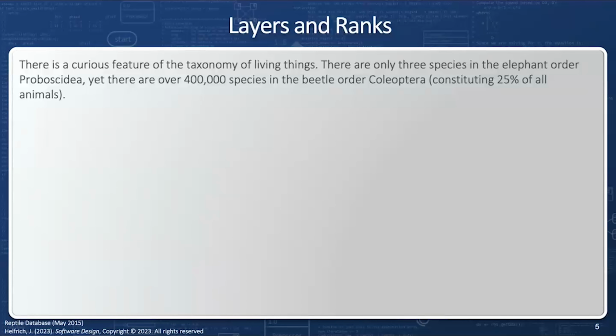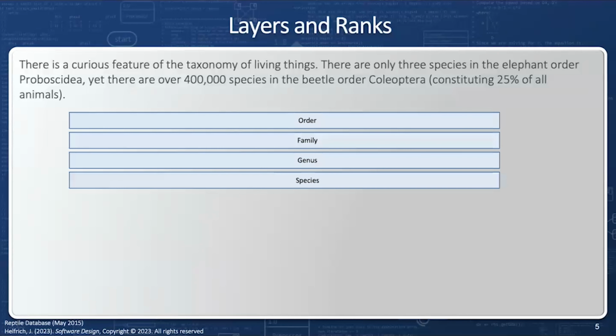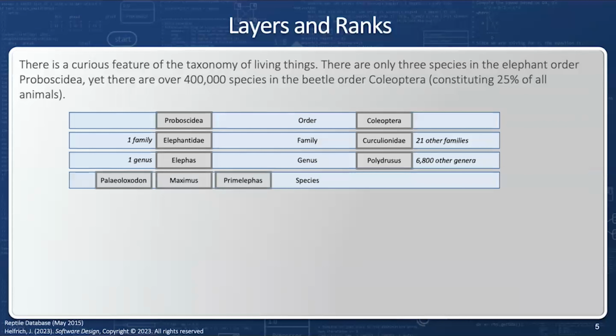There's a curious feature in the taxonomy of living things. There's only 3 species of elephants, and yet there are 500,000 beetles. So we have the order, family, genus, and species. Now, for the elephants, I can't even pronounce that. But for the beetles, there's this. Now, for the elephants, there's exactly 1 family. For the beetles, there's going to be 21 families. For the elephants, there's going to be 1 genus. For the beetles, there's going to be 6,800 genera. And there's exactly 3 species for the elephants, but there are going to be 225 other species for this genus in the family. And so in other words, there's a huge imbalance between the number of elephants and the number of beetles.